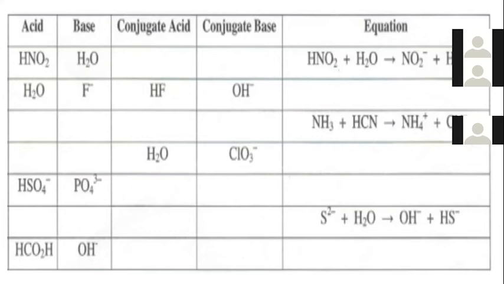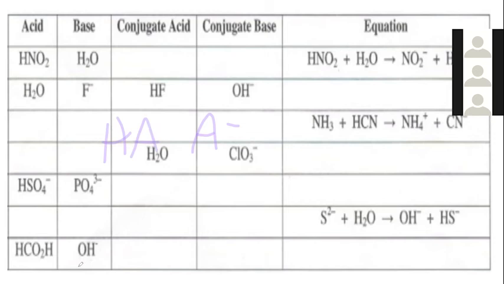So basically you're given either the acid, the base, the conjugate acid, or the conjugate base. The conjugate base goes with the acid. What usually happens with the acid is that you add a proton to the acid, right? So if your conjugate base is A minus, that means that the acid must have been HA.